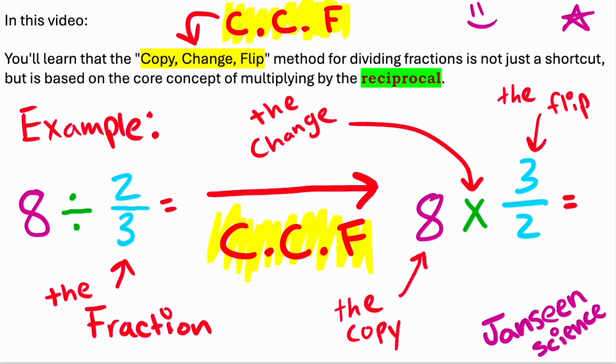Hey, I know dividing fractions seems super confusing, but trust me, if you watch this entire video, you'll learn how to divide fractions.